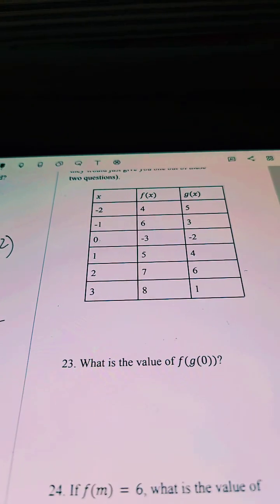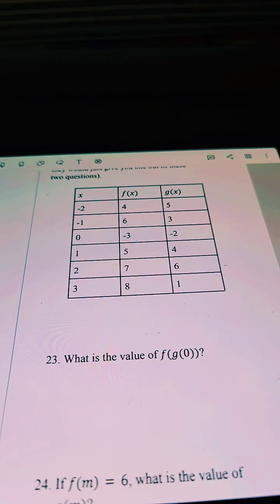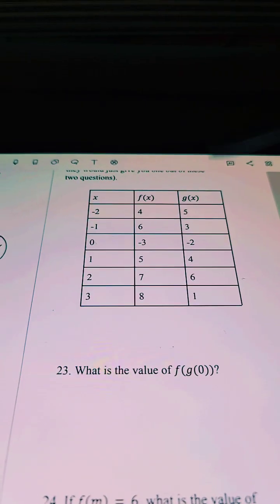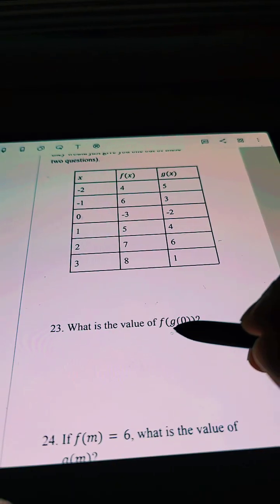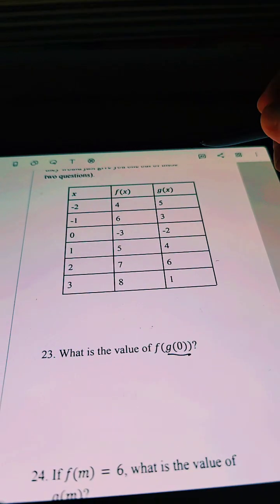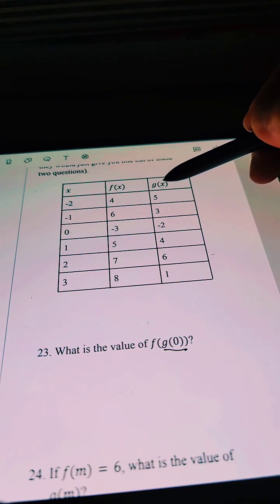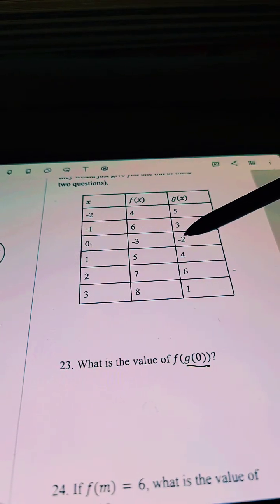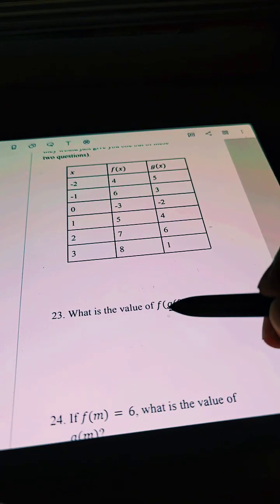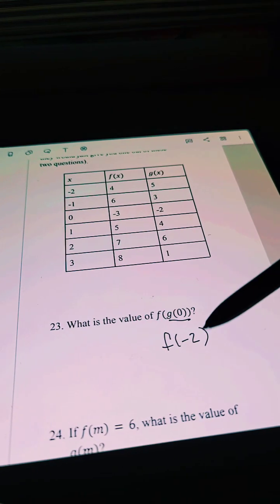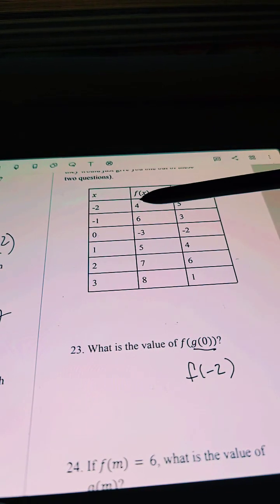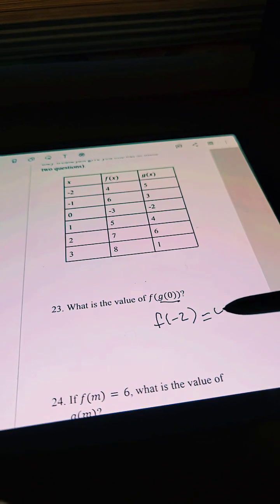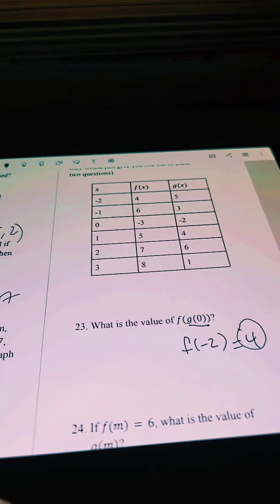So we're on number 23 now. Hold on, let me just see. Yeah, it's not today. Okay, I was just double checking. I got paranoid. Okay, so what is the value of f of g of 0? We're going to find out what g of 0 is, then plug it into the parentheses right there. So g of 0, g when x is 0, would be negative 2. So we're finding f of negative 2, meaning our x is negative 2. When x is negative 2, f is going to be 4. So that would be our answer.